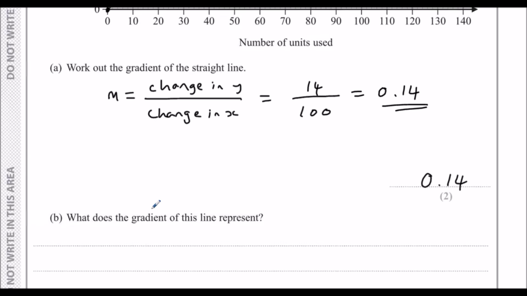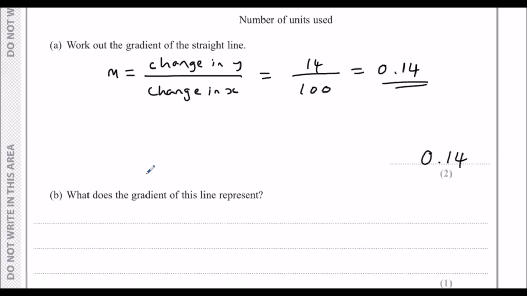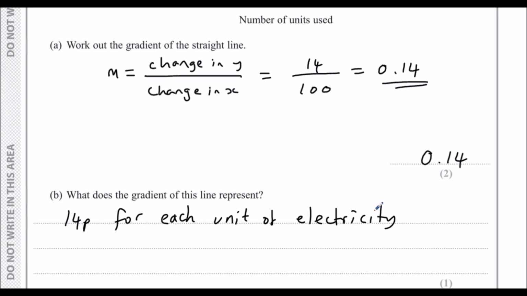What does the gradient of the line represent? The graph shows the cost in pounds against the number of units used. So for every one you go across, how much do you go up? For every unit you use, how much does it cost? So it's the price per unit. It's 14p for each unit of electricity used. The cost per unit.